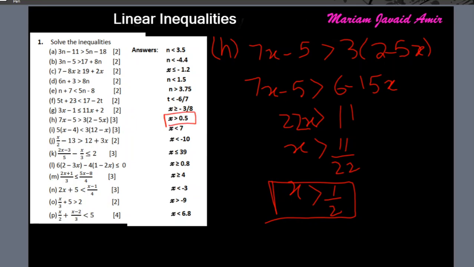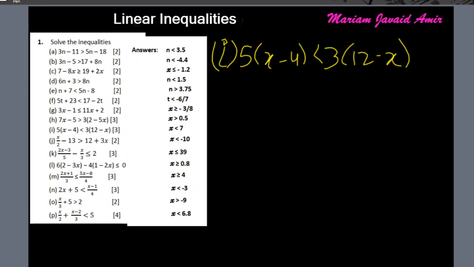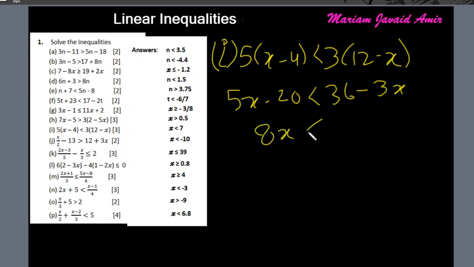Okay. Next up is part I. 5x minus 4 less than 3 times (12 minus x). So open the brackets, 5x minus 20 less than 3 times 12 is 36 minus 3x. Take 3x to the other side, it will get added to 5. 8x less than 36 plus 20 is 56, and x is less than 7.